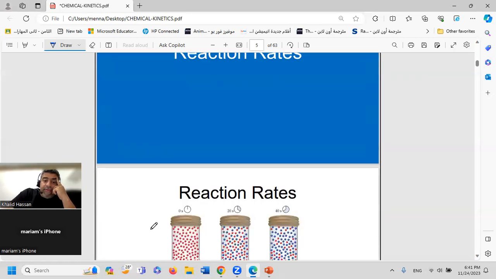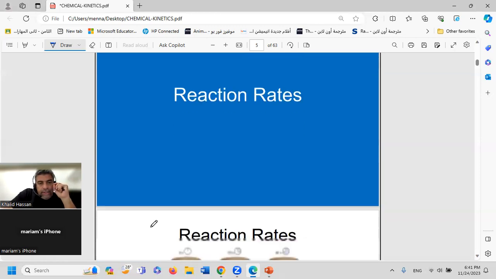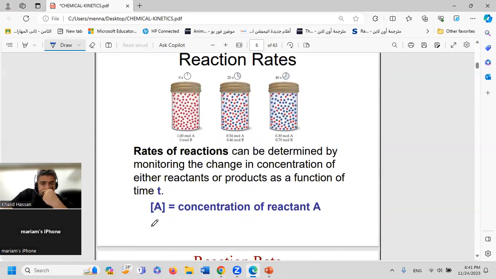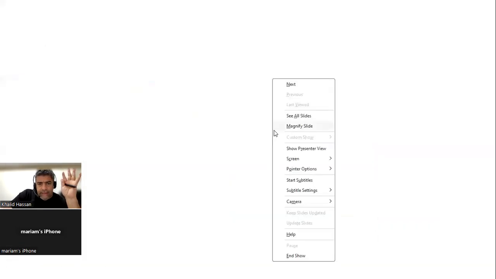So let's start with the reaction rate. To start with the reaction rate, I want to say something. Please, I will shift here. Can you see the PowerPoint clearly? I think yes. Okay, I will discuss that here in detail. Now, I want to measure the kinetics.